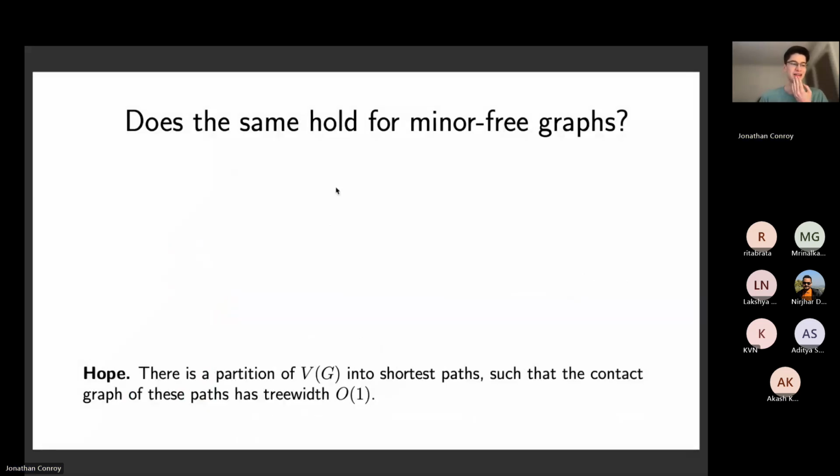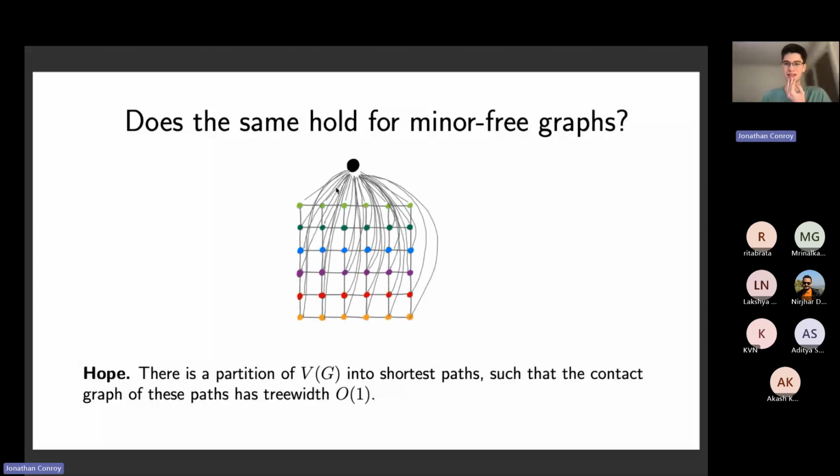And unfortunately, the answer is no. And the reason is, look at a grid with one apex vertex. So this black vertex is just connected to all of the vertices of the grid by a short edge. And now there isn't any way to partition this graph into shortest paths where the contact graph has bounded tree width. The reason is basically that any shortest path either contains 2 vertices or it contains 3 vertices and it goes through the black vertex.